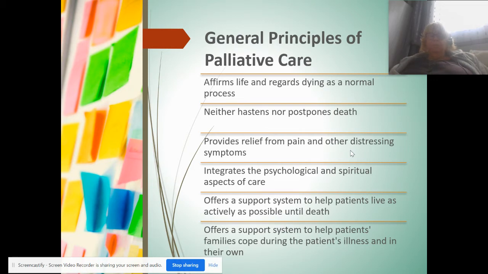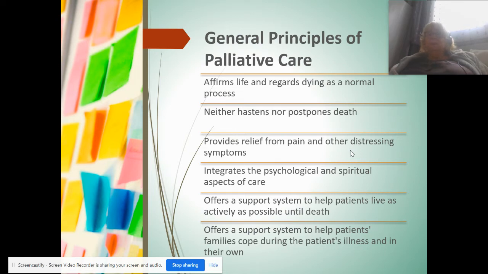It provides relief from pain and other distressing symptoms. Pain is usually the biggest one for people in palliative care, and it's been found that if you can reduce a person's pain, then you can also better look after their other needs, like their psychological health and their spiritual health and their family and whānau health as well. And there are a lot of other distressing symptoms that go along with palliative care, especially towards the end of someone's life.